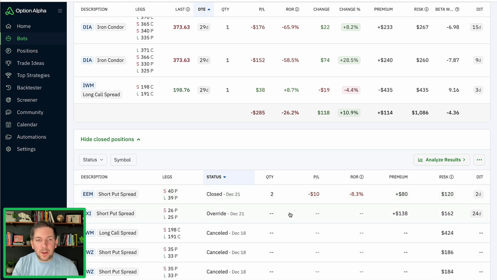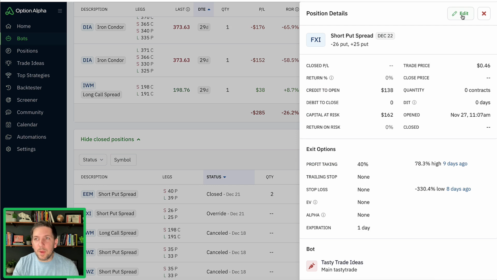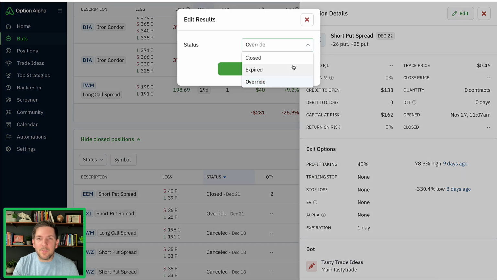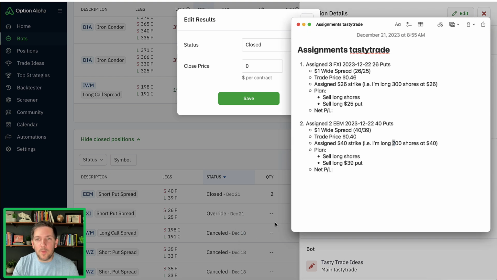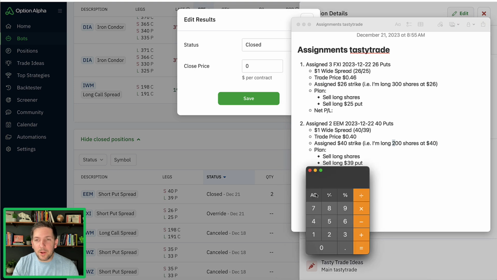Okay, so next one up here is the FXI position. Now again, remember, we overrode it, so we're going to go in here to change it to close status, and we just have to total up everything for FXI. So if I bring back up my notepad here, you can remember, and bring back up our calculator.